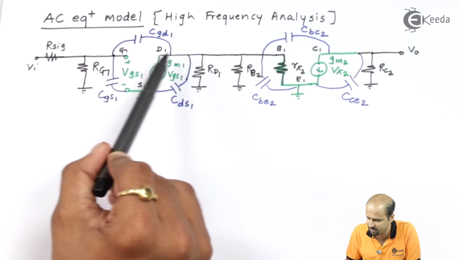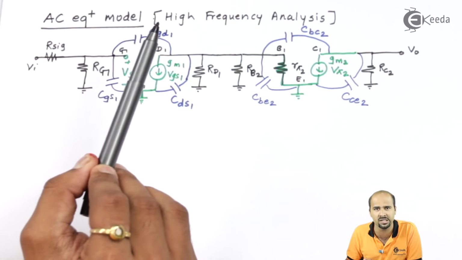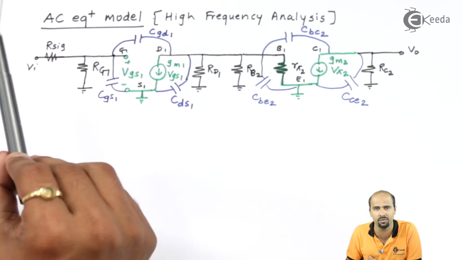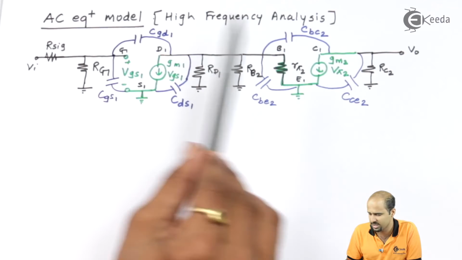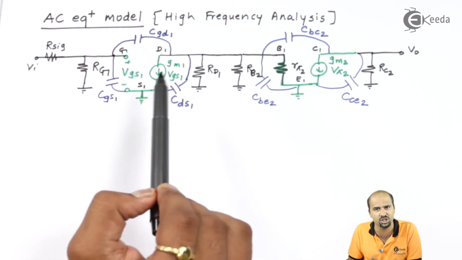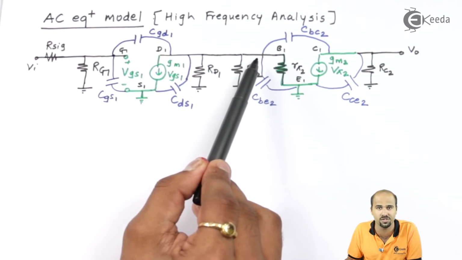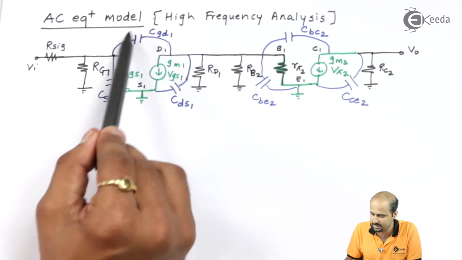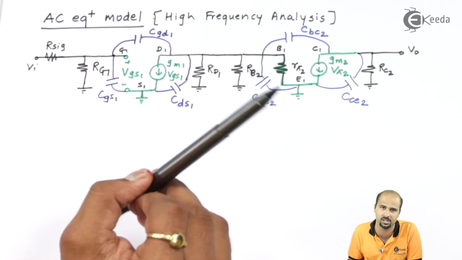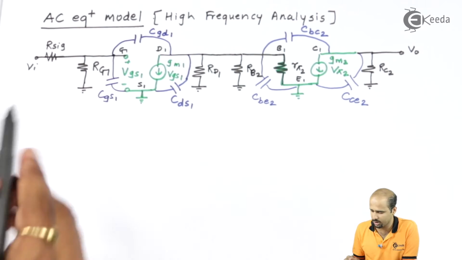So basically this G1 and D1 are nothing but the input and output terminals as far as only stage 1 is considered, right? So I can say that this CGD1 is connected in between input and output of stage 1. Similarly, CBC2 is connected in between input and output of stage number 2. Obviously, the output of stage number 1 is the input of stage number 2. So I can say that this is the culprit capacitance which is to be replaced by using Miller's theorem, right? So first of all we will learn how to use Miller's theorem.